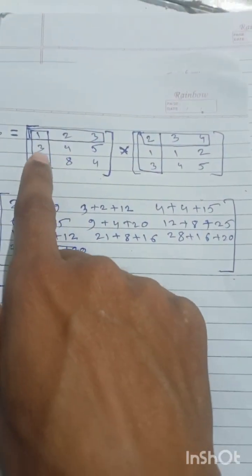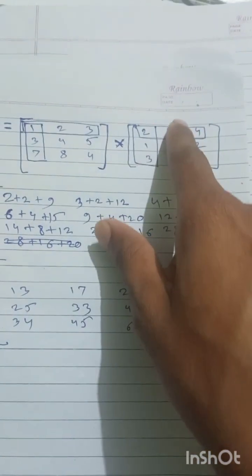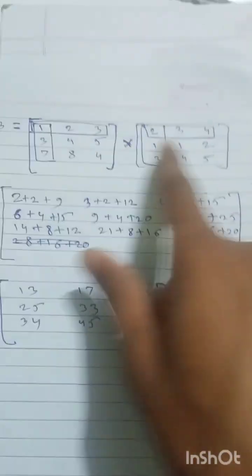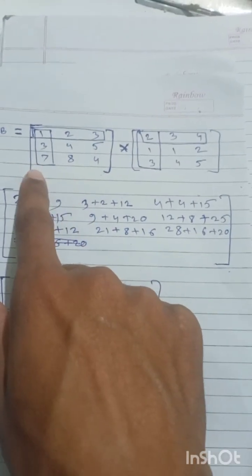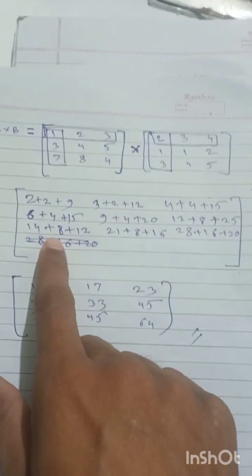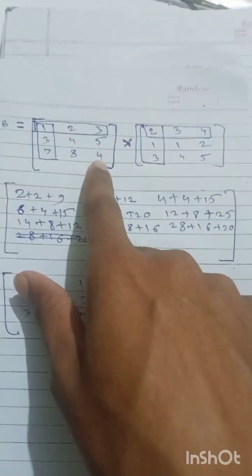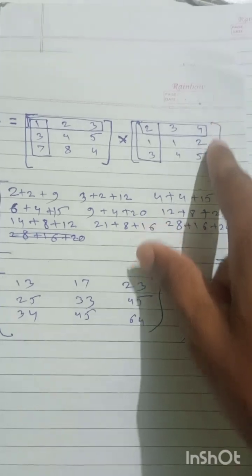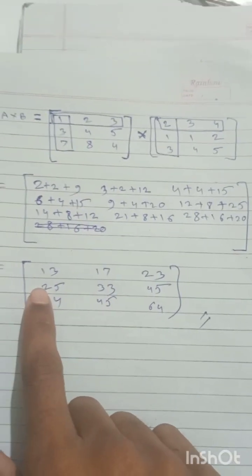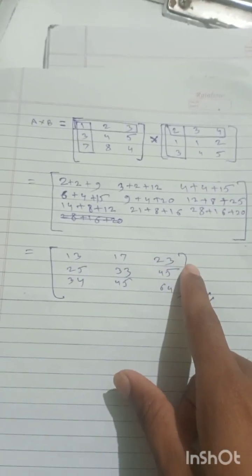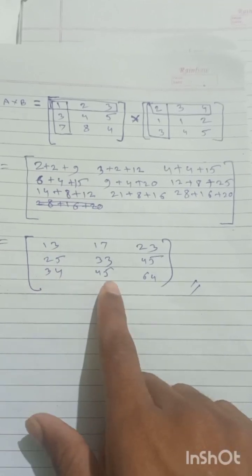Same as before, the second row is multiplied by the first column, second column, and third column right here. And then the third row is multiplied by the first column, the second column, and the third column right here. So we get the answer 13, 17, 23, 25, 33, 45, 34, 45, 64.